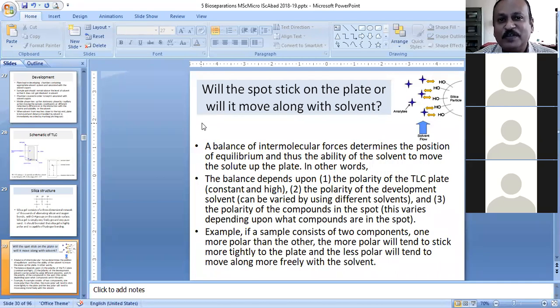How do you adjust the solvent system? Polarity adjustment. Yes, polarity. You can add different solvents in such a way that the polarity will be adjusted, so that all the sample components will be separated from each other properly on the stationary phase. How do you know which is the best solvent system?